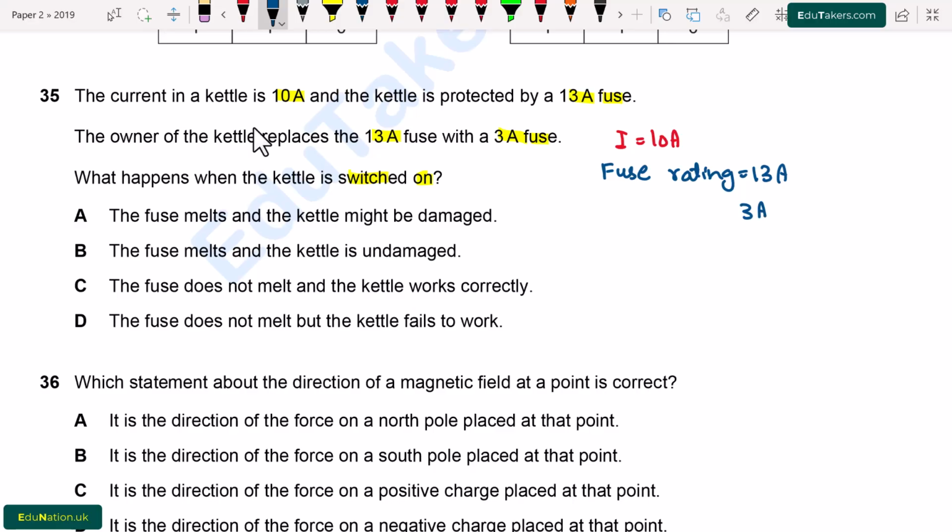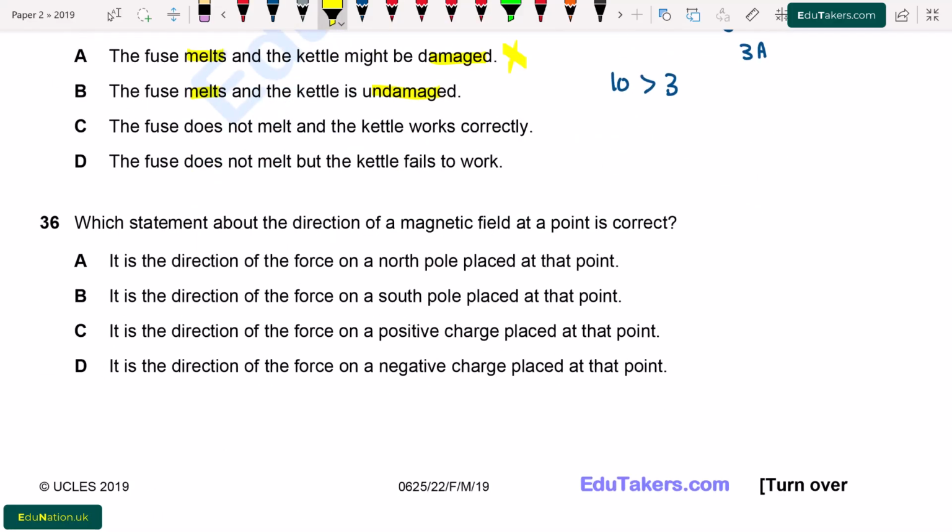When the fuse rating is 3 ampere, then 10 is larger as compared to 3. The current passing through the kettle is larger as compared to the fuse rating. Then the fuse melts. Now we see the options. Option A, the fuse melts and the kettle might be damaged. So this is incorrect. B, the fuse melts and the kettle is undamaged. So this is correct because the fuse melts here but the kettle is undamaged.